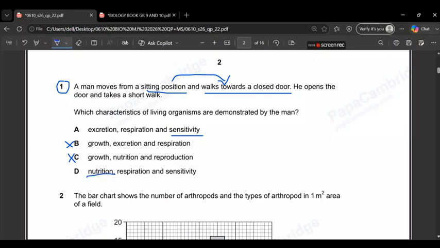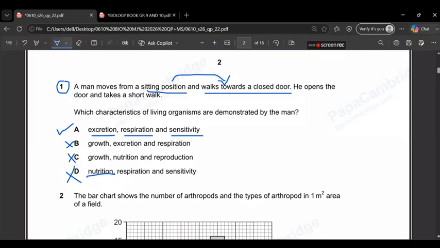What about nutrition? Is there any scenario where the question is talking about the man eating something or having some food, etc.? We don't see any such thing. So we are excluding this also. Now, our correct option is A. But why is it correct? Excretion, respiration, and sensitivity. How can we justify that?